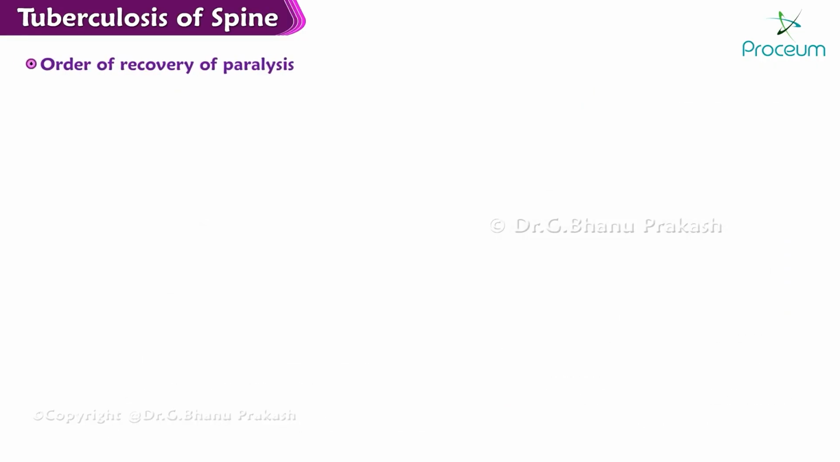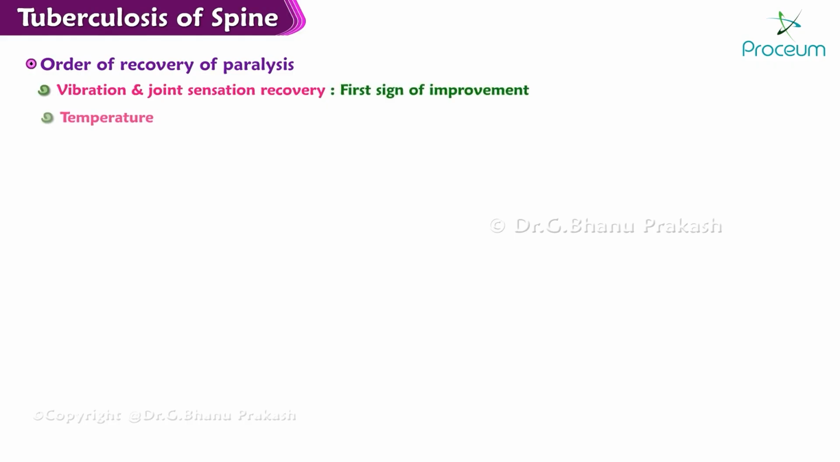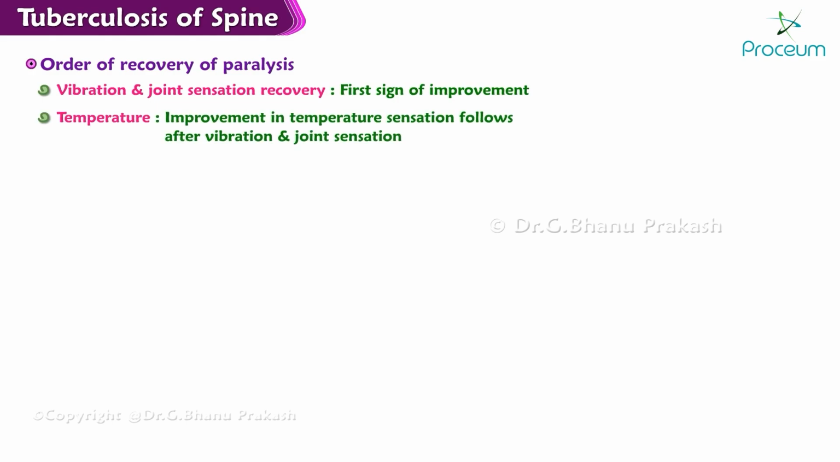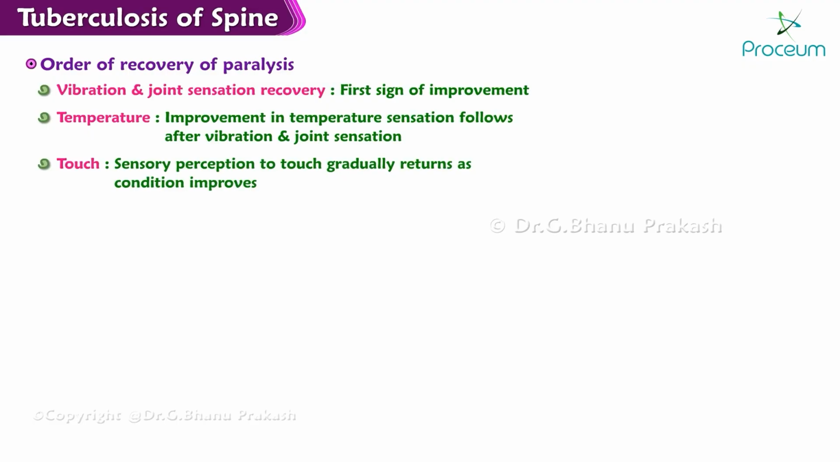Order of recovery of paralysis. Vibration and joint sensation. Recovery of vibratory and joint sensory perception is often the first sign of improvement. Temperature. Improvement in temperature sensation follows after vibration and joint sensation. Touch. Sensory perception to touch gradually returns as the condition improves. Pain. Recovery of pain sensation occurs later in the recovery process.